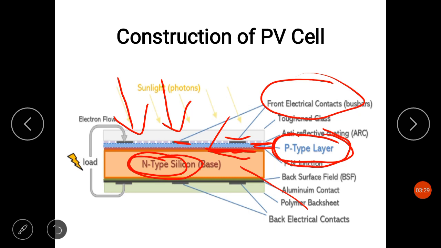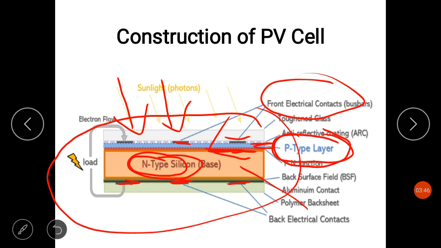There is also a current collecting electrode at the bottom of the n-type semiconductor. These are the collecting electrodes at the bottom, and the entire assembly is then encapsulated by a thin glass to protect the solar cell from any mechanical shock or vibrations. So this was about the construction of the photovoltaic cell.